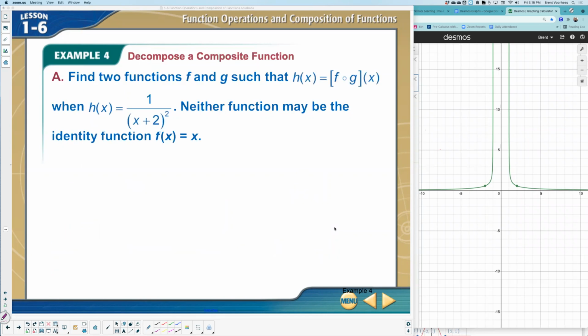All right, now let's look at example 4. And this is where we do the opposite. We're going to decompose. So it says here, find two functions f and g such that h of x equals f of g of x when h of x is given this. Neither function may be the identity function f of x equals x.